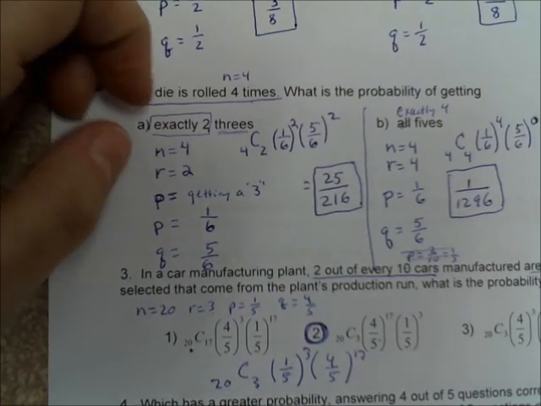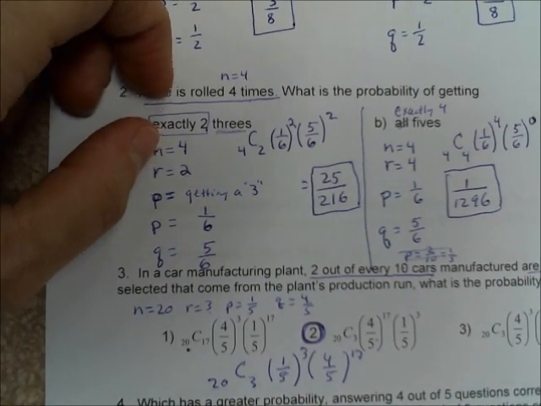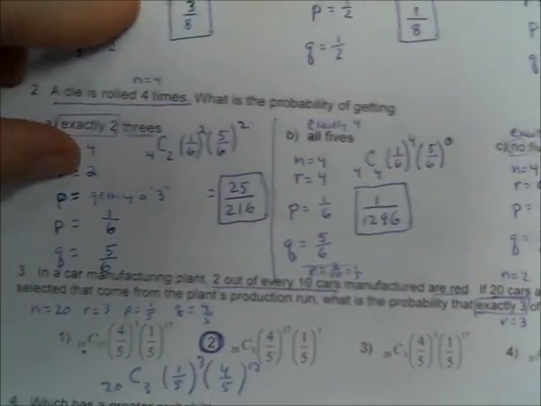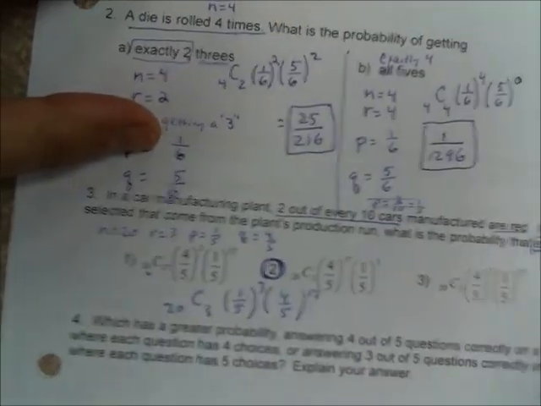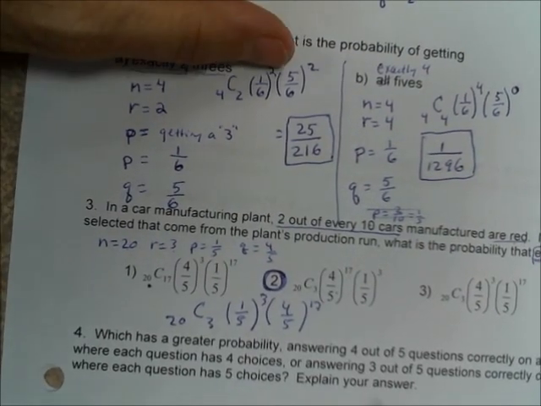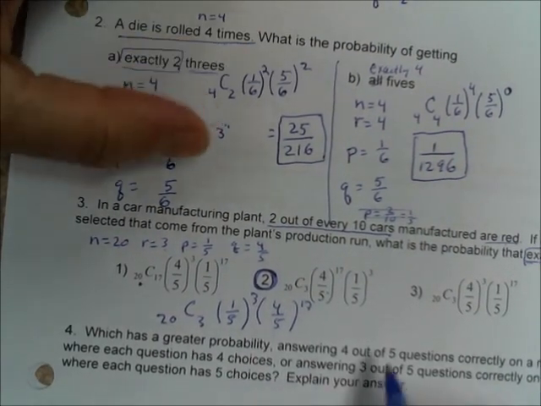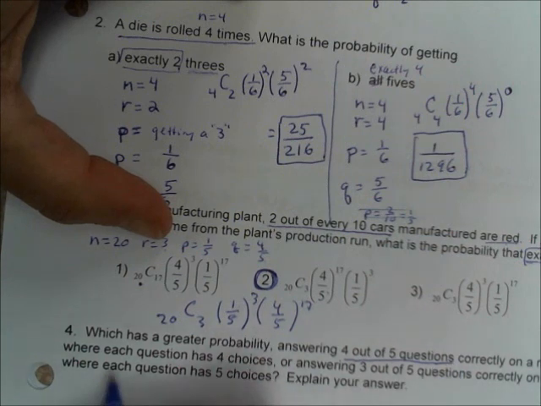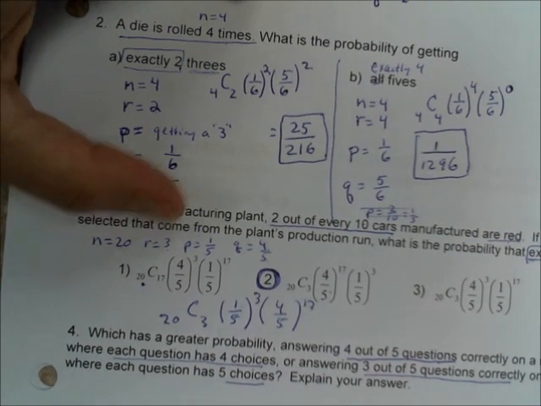This was a Regents question a few years back, or maybe recently. All right. So you've got to look for the keywords in these problems. Okay, and then the last one that we're going to do today is which one has a greater probability: answering 4 out of 5 questions correctly on a multiple choice test where each question has 4 choices, or answering 3 out of 5 questions correctly on a multiple choice test where each question has 5 choices.